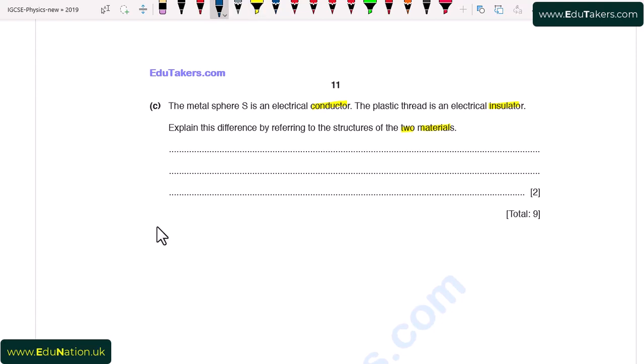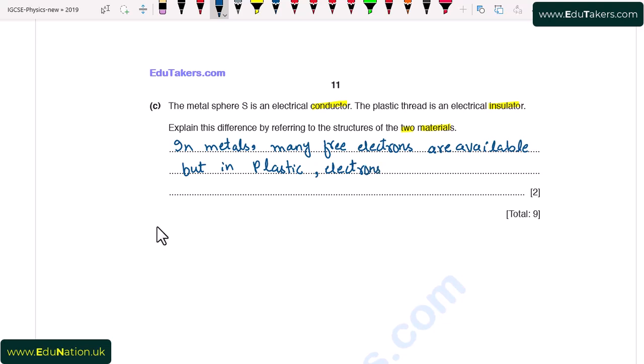I write here, in metals many free electrons are available, but in plastic electrons are fixed in position. So this is the main difference between the conductors and insulators.